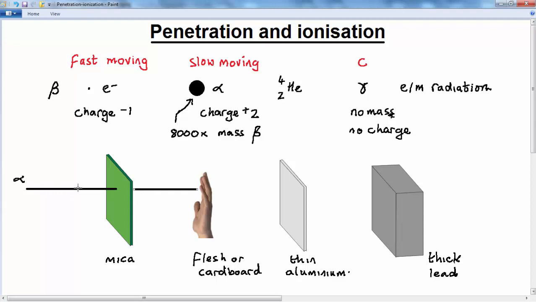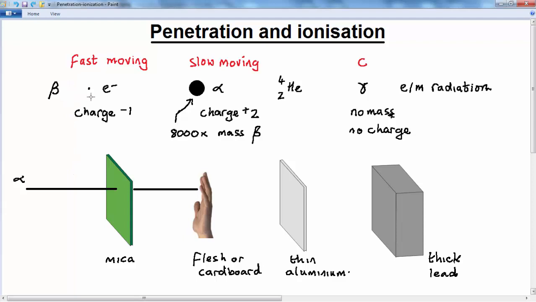Well, the alpha particle will penetrate a thin sheet of mica, but it will not penetrate flesh or thick cardboard. Okay, this is understandable because it's a slower moving particle and it's a much bigger, heavier particle than the beta, for example. So it gets easily blocked by matter. It interacts with the matter easily and therefore gets blocked.